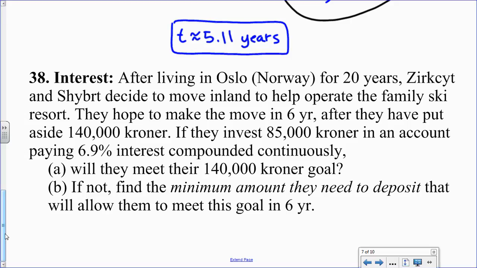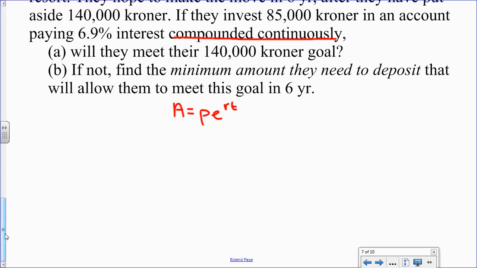So the first thing you want to look at when you're doing these problems is know what formula you need. So compounded continuously is your P e to the r t, or Pert, if you want to call it that. Compounded continuously. Two parts here. Both of them are talking about continuous interest.